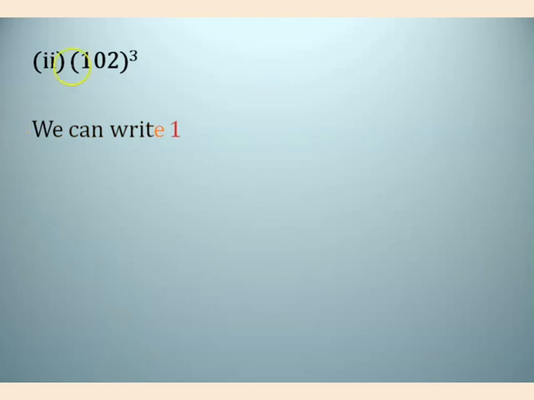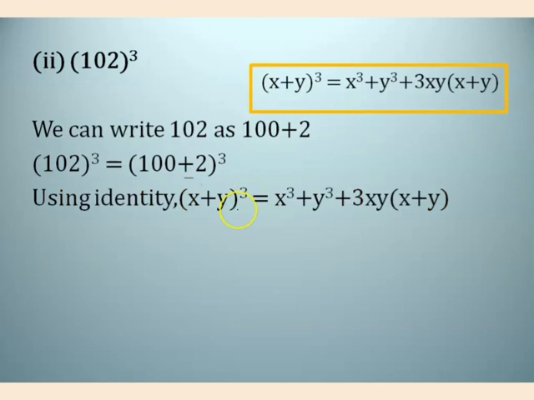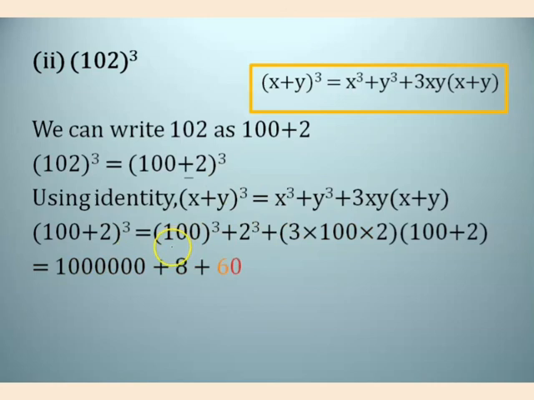We'll move on to the second problem, 102 the whole cube. So we can write this term as 100 plus 2 the whole cube. So we are going to use the formula x plus y the whole cube because here you have a plus symbol. So in the place of x you have 100 and in the place of y you have 2. So you get 100 cube plus 2 cube plus 3 into 100 into 2 into 100 plus 2.